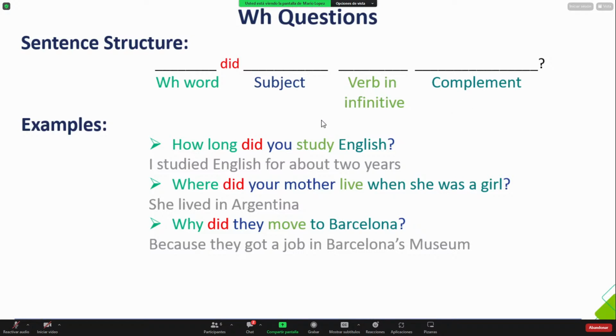So, the questions use the verb in infinitive, but the answers use verbs in past. O sea, en las preguntas se usa el verbo infinitivo y en las respuestas, al ser una oración, las usamos en pasado.